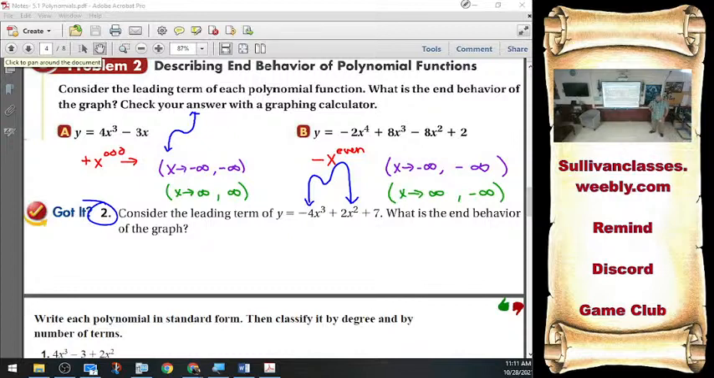Because it's 3, not 4. 3 is odd. 3 is odd.